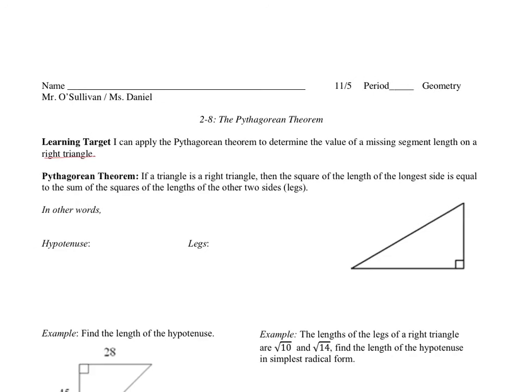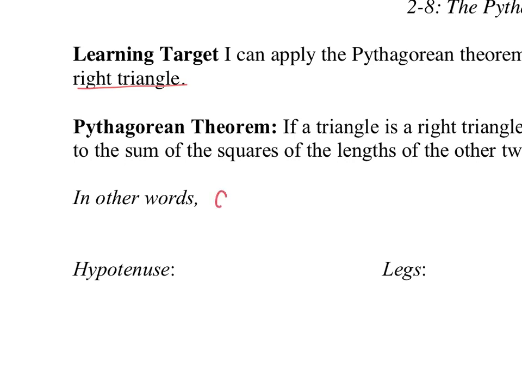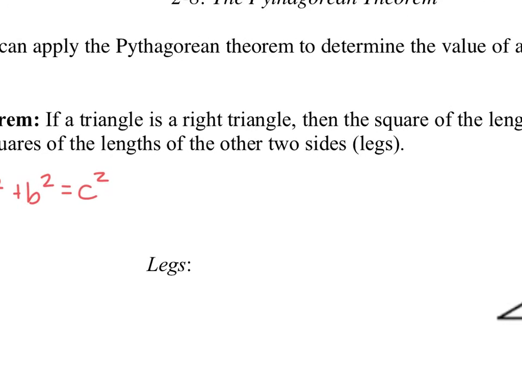So here's the theorem. If a triangle is a right triangle, then the square of the length of the longest side is equal to the sum of the squares of the lengths of the other two sides. In this case, we call them the legs. In other words, you've seen this before. My Pythagorean theorem is just a squared plus b squared equals c squared. Your hypotenuse is going to be c, and your legs are a and b.